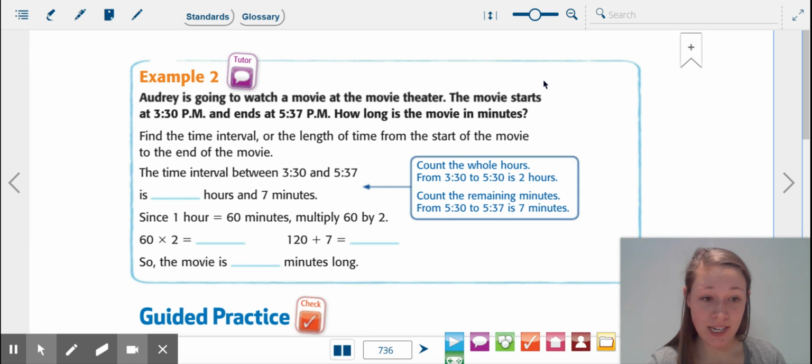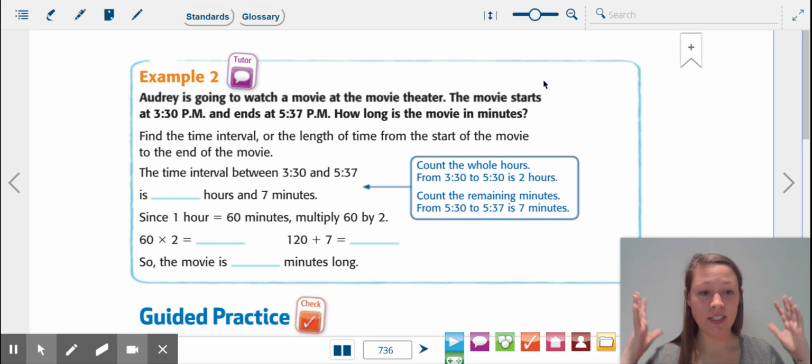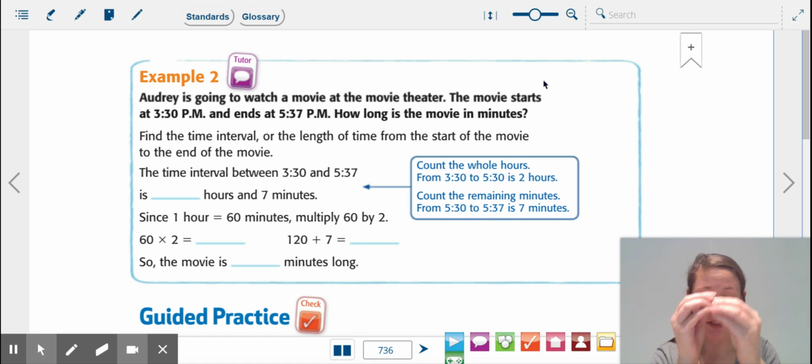It said just minutes. So this is a 2-step problem, okay? You have to find the total amount, hours and minutes, okay? And then change the hours to minutes and then add them together. Okay, it seems a lot more complicated than it is, but just kind of follow along. All right, so find the time interval or the length of time from the start of the movie to the end of the movie. The time interval between 3:30 and 5:37. That's what we need to find out.